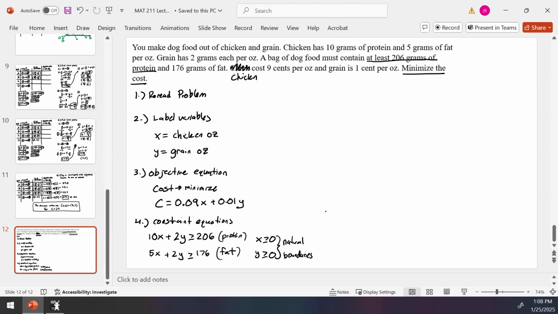So then step 5, after we've done that, is to graph. So now we're going to graph. Oops, skipping a step here. We should isolate y first. So let's isolate y in all of these equations. So 10x plus 2y greater than or equal to 206. I'm going to subtract the 10x over.